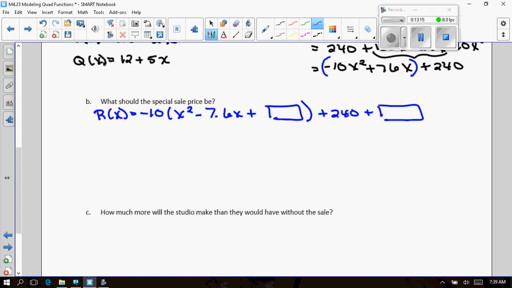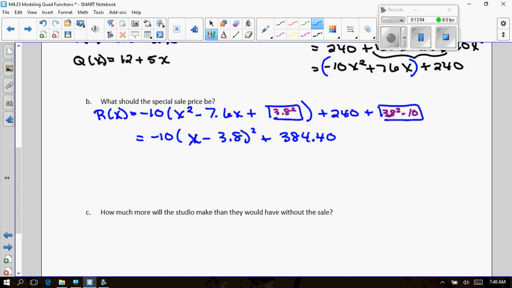All right, what goes in our box? We're going to take half of 7.6 and we're going to square that. I don't know what it is, I don't have a calculator on me. I do know it's 3.8 quantity squared. This is going to be 3.8 quantity squared times 10. Okay, I'll get that in a minute once I grab my calculator. So if I rewrite this, I have negative 10 times x minus 3.8, quantity squared, plus, and when I figure all this out, I get 384.40. Remember, this is money, so I might as well put it all the way to the nearest penny.